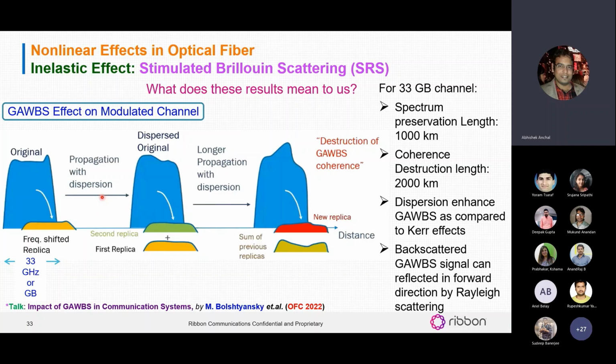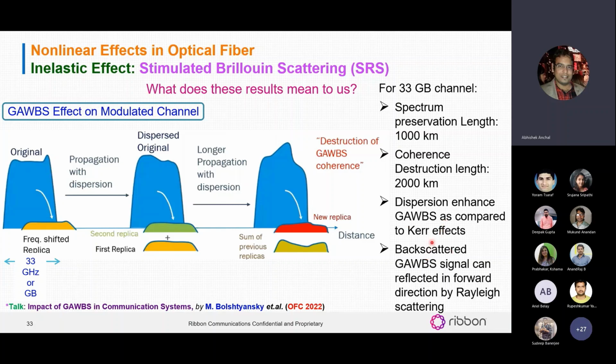And since it transmits along the distance, after going through a certain distance it's going to grow, and because of this creating new spectra, the spectrum of the channel itself is shifting. It's also changing because it's happening at 50 megahertz. So at a certain length, called the spectrum preservation length, the spectrum of the channel will not change because of the Brillouin effect. But after 2,000 kilometers, called the coherence restriction length, the spectrum of the channel itself can change and maybe cause a certain penalty or noise.